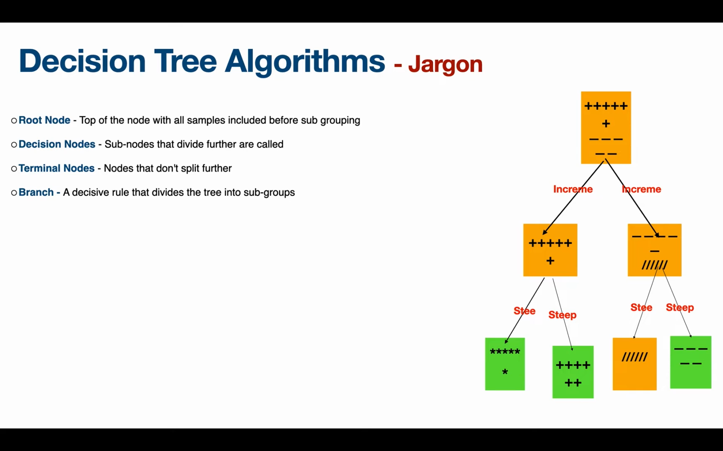And the branch is basically the condition based on which we are splitting here. So if you see from the root node, we have split based on the increment condition, and further down we have other conditions based on which we are dividing the data. So that's basically the branch, right?